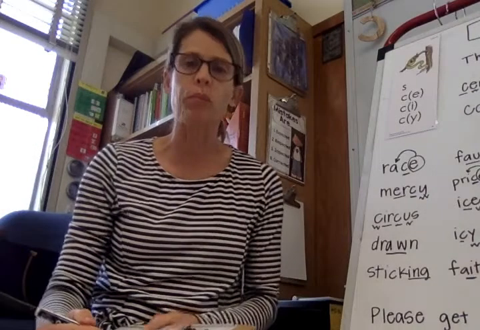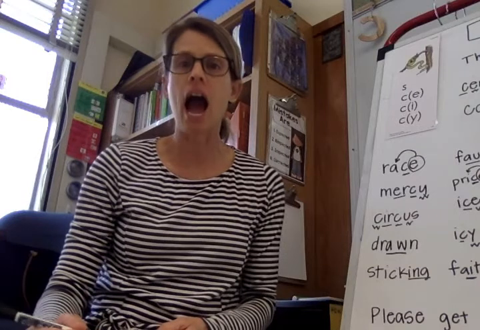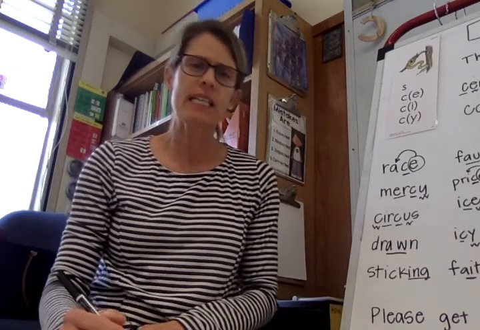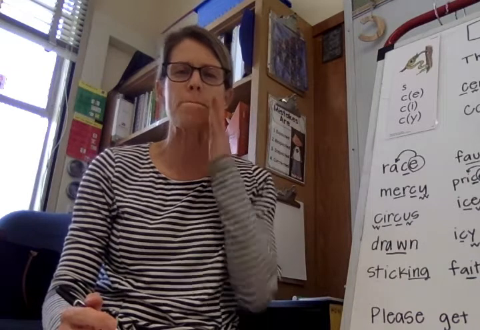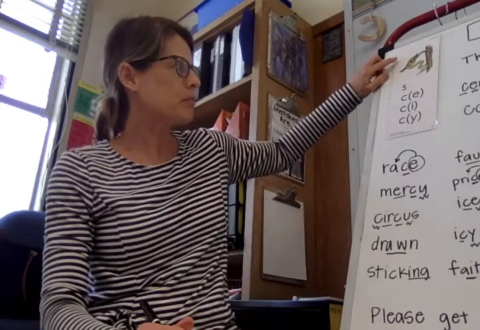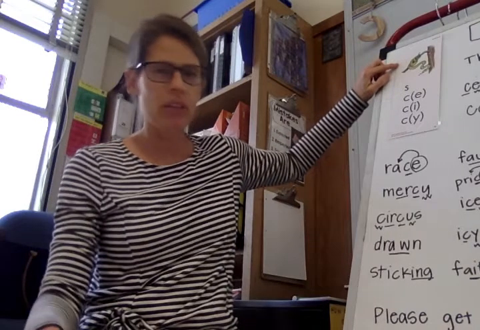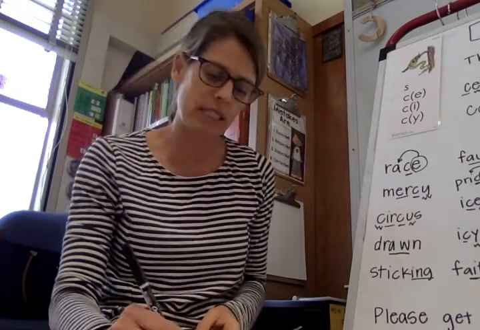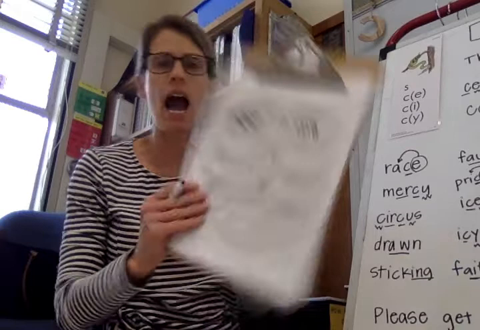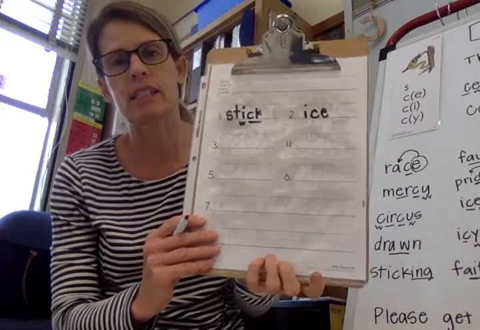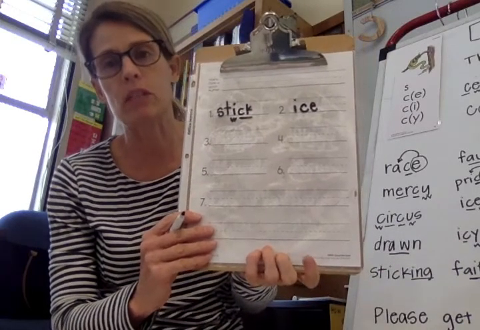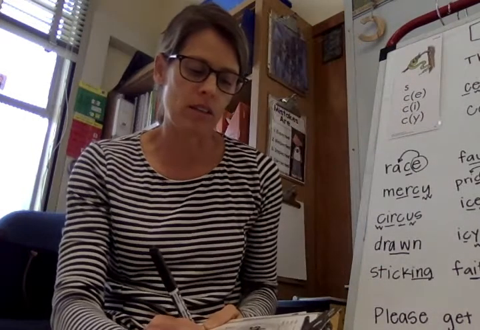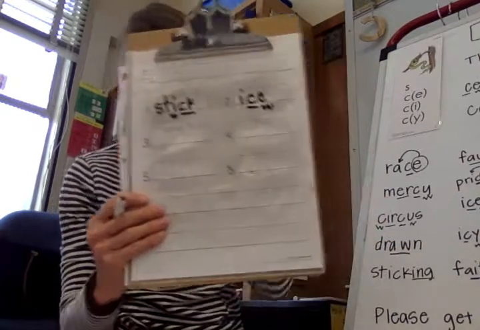Okay, number 2, ice. Ice. So I is saying its name. Let's write an I. I want us to look up here. Ice. I know that ice has an E at the end. So my C is making an S sound. Let's write a C, E, ice. So that C is making the S sound because there's an E after it. Ice. Okay. I'll do that so we can see that.